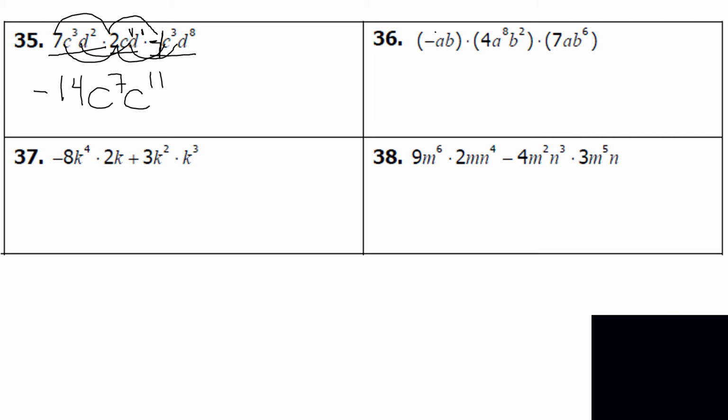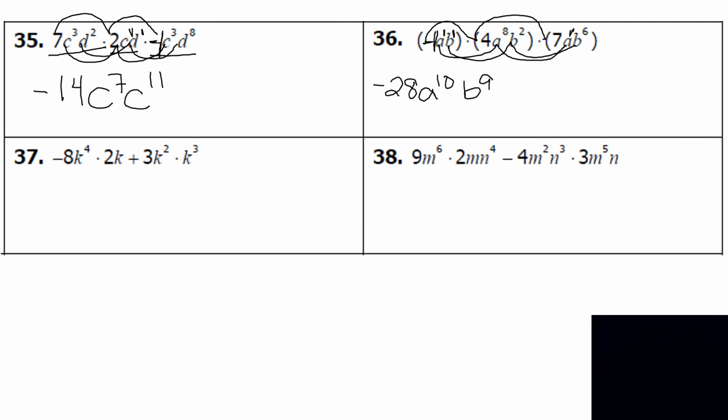All right, so 36. Again, you have a negative 1 here. So negative 1 times 4 is negative 4. Negative 4 times 7 would be negative 28. Then I have a to the 1st times a to the 8th. So 1 plus 8 is 9. A to the 8th times another a to the 1st. So that would be a to the 10th power. And then again, I have a b to the 1st. So b to the 1st times b squared, b cubed, times b to the 6th would be b to the 9th.